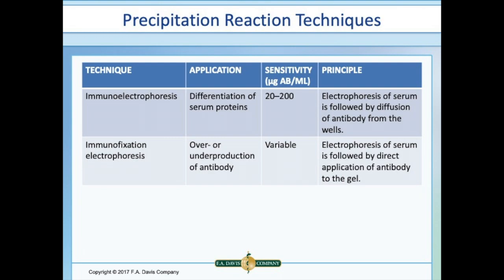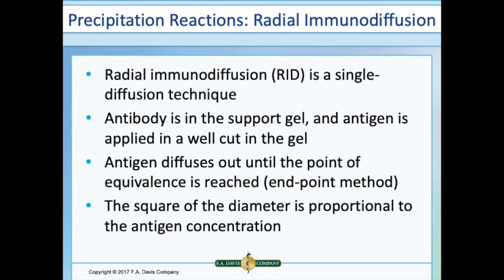Then, another technique that is very much related to immunoelectrophoresis is immunofixation electrophoresis. Here, we will be able to interpret whether there has been an over or underproduction of an antibody, although in this technique, the sensitivity may vary. Here, electrophoresis of serum is followed by direct application of antibody to the gel. Okay, so let's discuss them in detail.